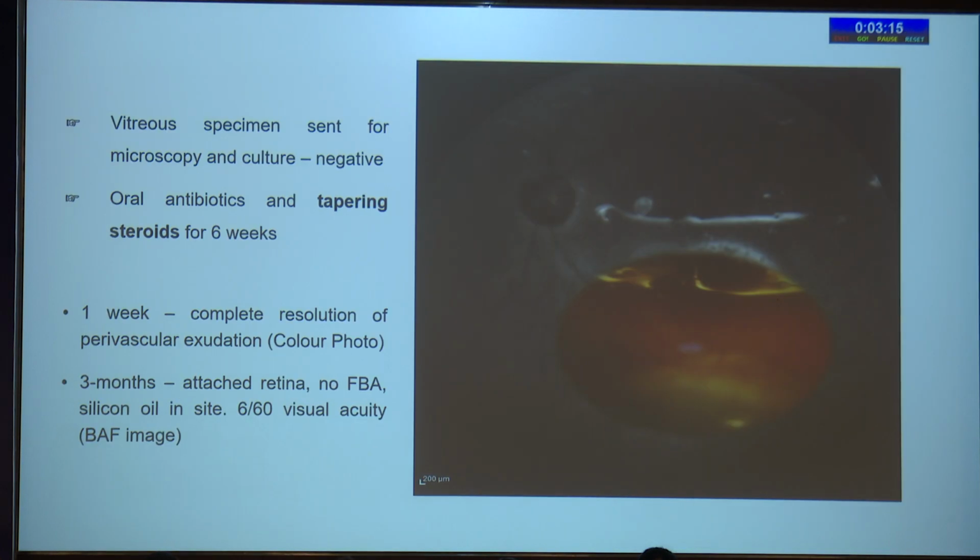Vitreous specimen was sent, though it was negative. Patient was started on oral antibiotics and steroids, which were tapered over 6 weeks. So this color photo shows the 1-week follow-up, which shows the laser marks, but complete resolution of the perivascular exudation, which appeared to be frosted branch angiitis. The blue autofluorescent image of the same area shows that the silicone oil is in situ, seen by the artifact. The retina is on, and there is no recurrence of the vasculitis.